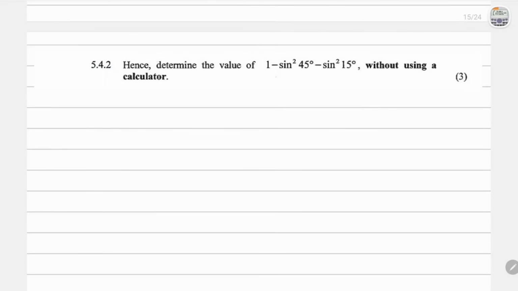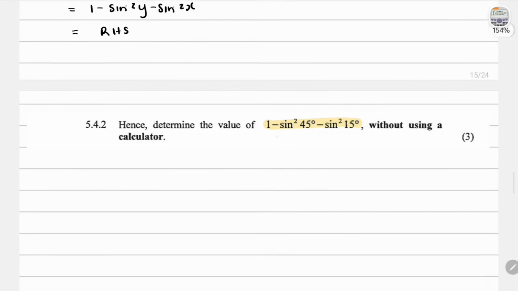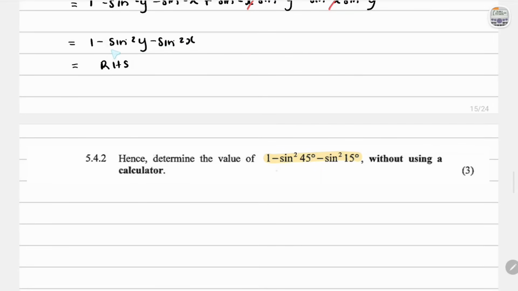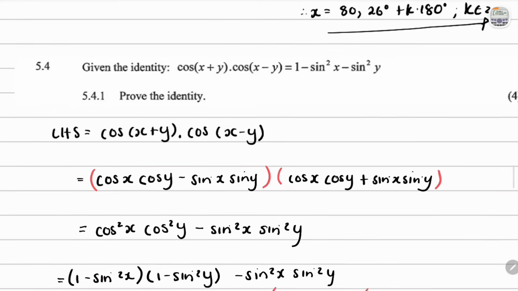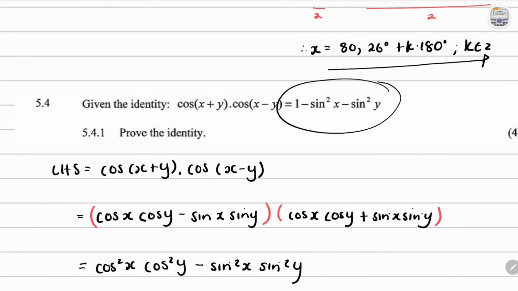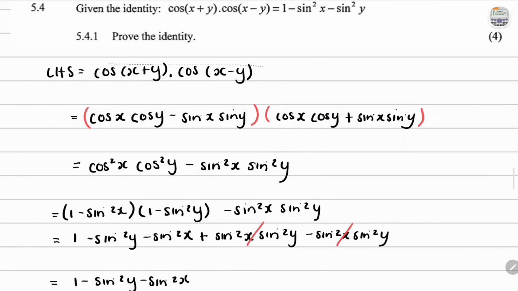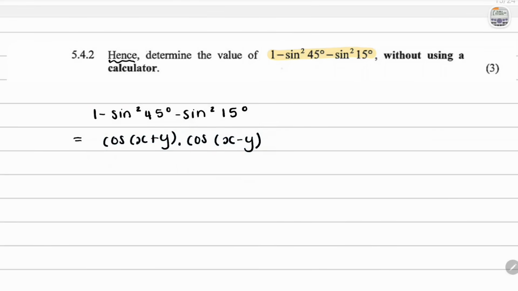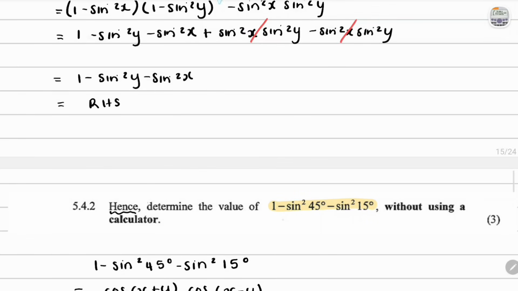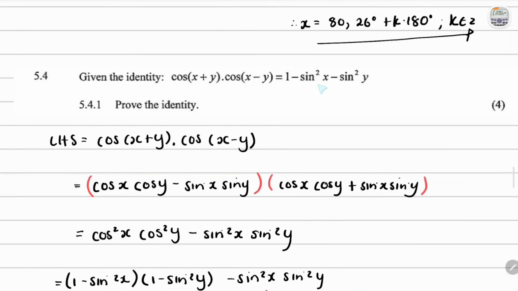Question 5.4.2 says, hence determine the value of 1 minus sine squared 45 degrees minus sine squared 15 degrees. Notice it's in the same order as the previous question. So we saw that this right-hand side and the left-hand side are equal. Okay, so it means that we can change this to this because there's not much we can do with this right now. So we'll say it's equal to, and we'll make it equal to this since the left and the right-hand side were equal. But in place of x, we're going to place what our x was here. So this would be y and then that would be x. You can actually just leave it in that order. That's fine. I know mine is in the form of y and x, but theirs was first x and then y.